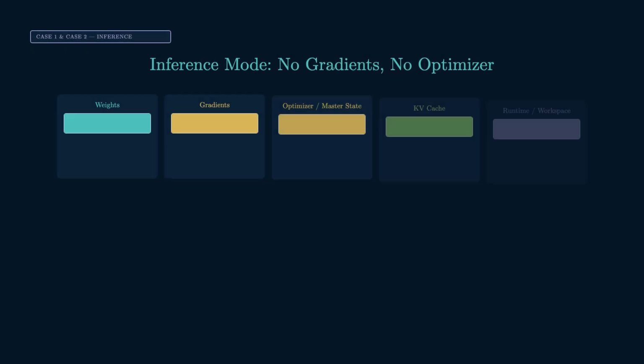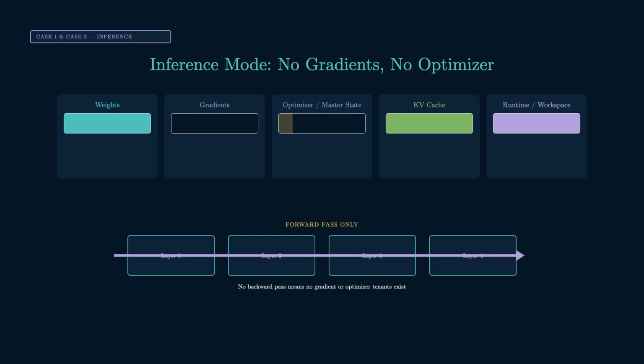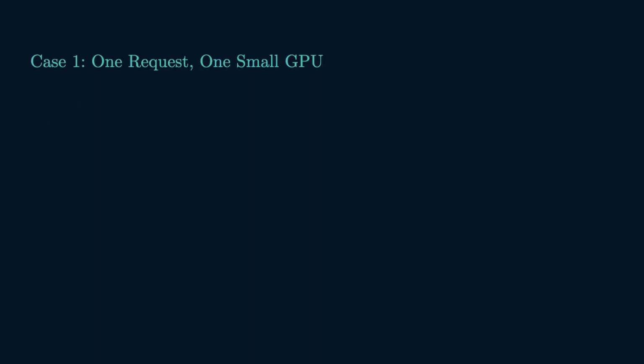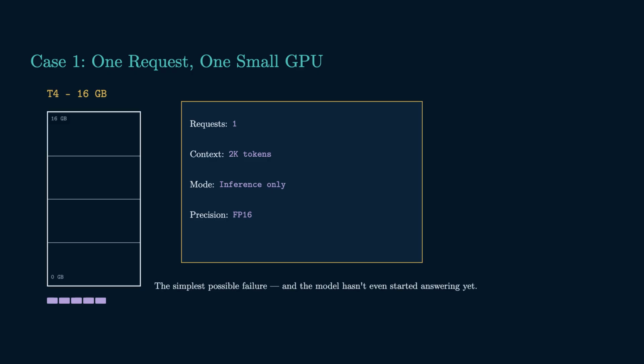The first two cases are inference, which means no backward pass, so gradients and optimizer states simply don't exist yet. That leaves weights, KV cache, and a bit of runtime workspace as the only things in the room. Case 1 is as simple as it gets: a single T4 with 16 gigabytes, one request, a short 2000 token context, inference only, FP16. Barely any workload at all. And the model hasn't even started answering yet.